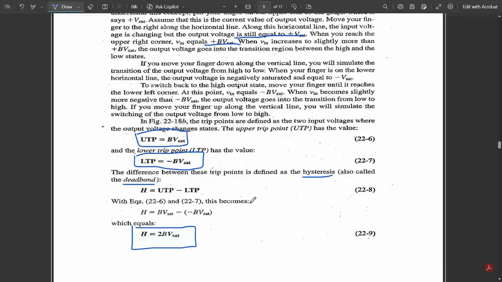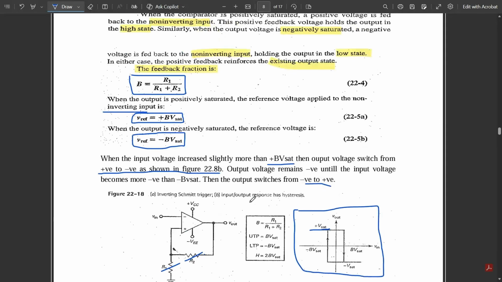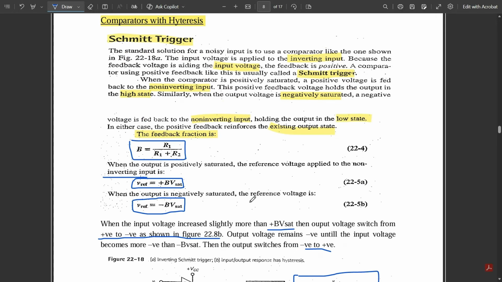Okay, so this was all about the Schmitt trigger circuit which you want to know. It is also called the inverting op-amp Schmitt trigger circuit, along with the hysteresis curve. So hope this is clear. It is very important. Please note it down.